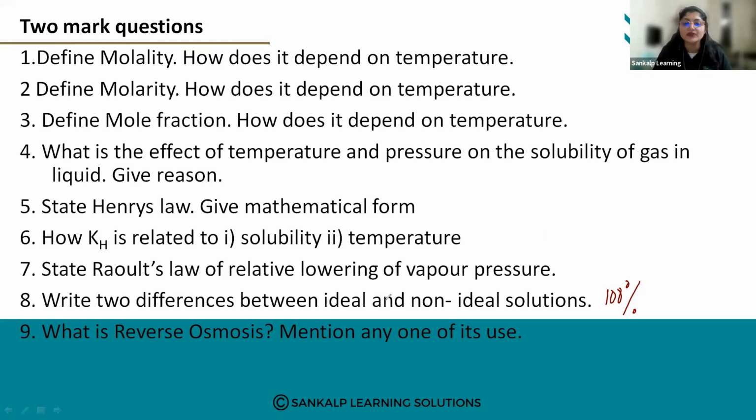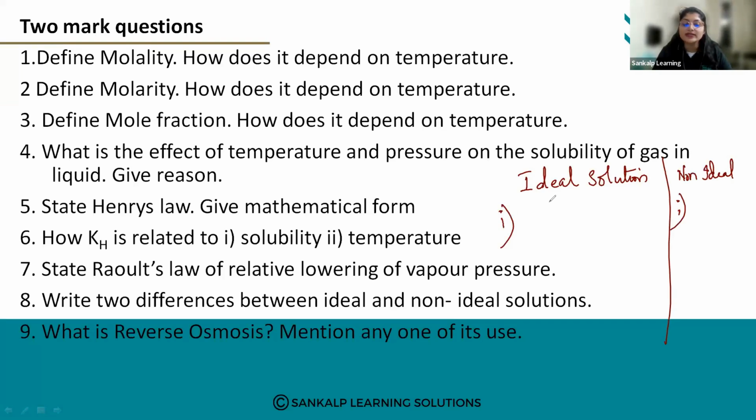So what are the differences between ideal and non-ideal solutions? The main thing first: you have to make two columns. Write ideal solution in one column, and in another column write non-ideal solution. Then write the points. How will you write the points? What is an ideal solution? Ideal solutions are those solutions which obey Raoult's law. Now what is a non-ideal solution? For this point you have to write for non-ideal solution: those which do not obey Raoult's law.